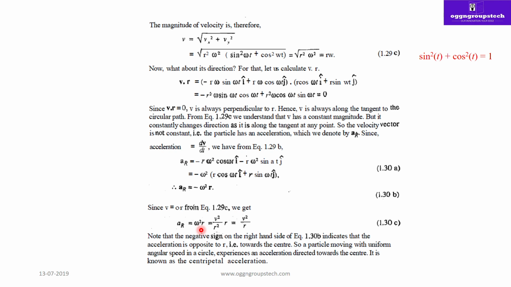Okay. Now in this case, omega is equal to v by r. So here it is v square upon r square into r, which is equal to v square upon r. Okay. So till now, which formulas have we learned? v is equal to the square root of Vx square plus Vy square, and then the formula for acceleration: acceleration is equal to minus omega square r, and a_r is equal to v square upon r.